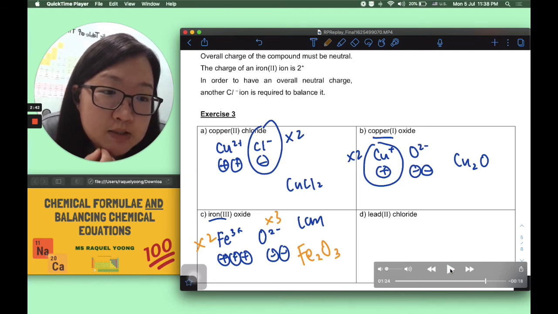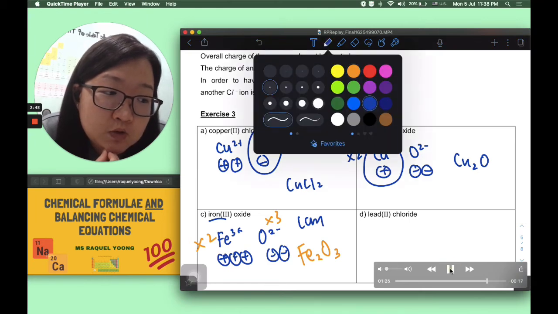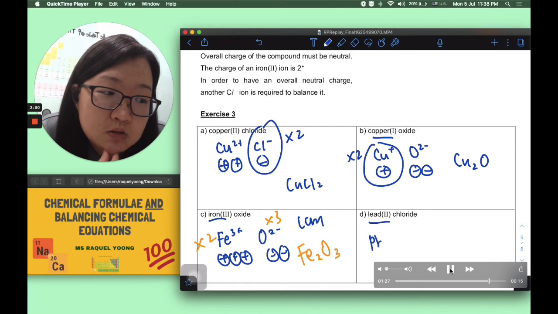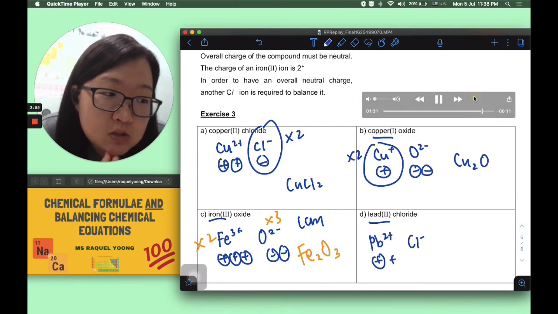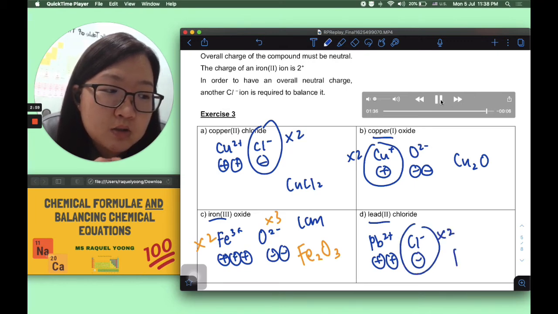Finally, part D, lead 2 chloride. So the chemical symbol of lead is Pb. So if it's lead 2, then it's Pb2+ together with chloride Cl-. Okay, to balance it out, I need 2 units of my anion. So that leaves me with PbCl2.